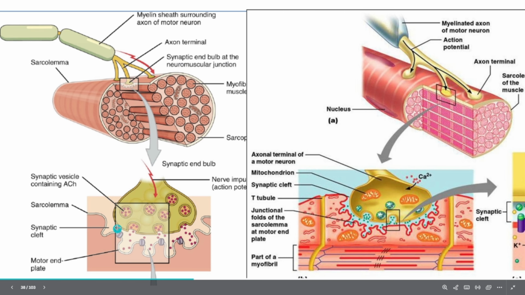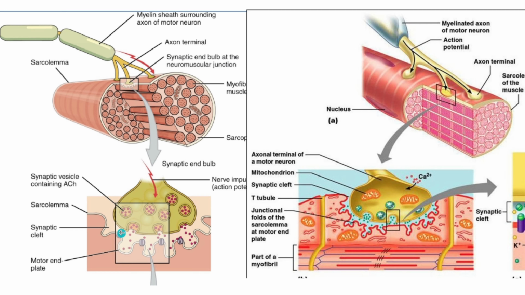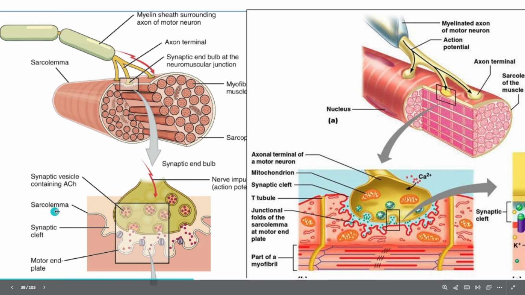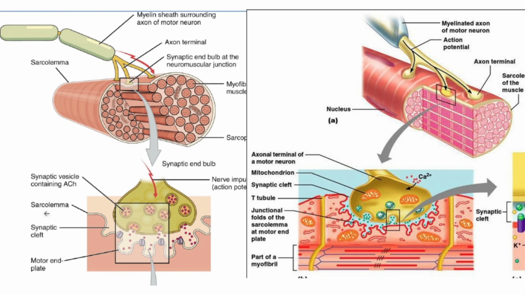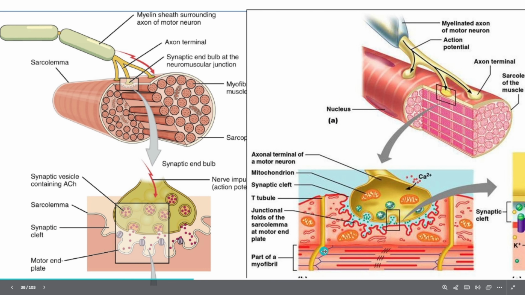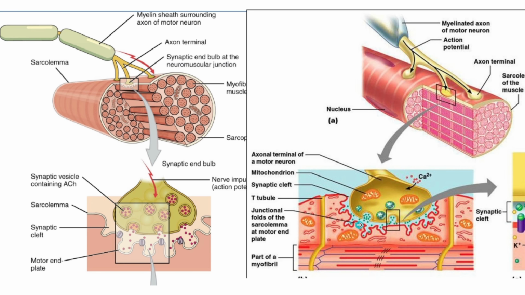At the gap here, we still say synaptic cleft, but here it is not called postsynaptic anymore. The muscle structure we call the sarcolemma. In this diagram, you can see the axonal terminal, presynaptic. They also have mitochondria, the synaptic cleft, and in the sarcolemma, they have the T tubule here. This is very important. And D is the synaptic cleft. So this is overall the structure of the neuromuscular junction.